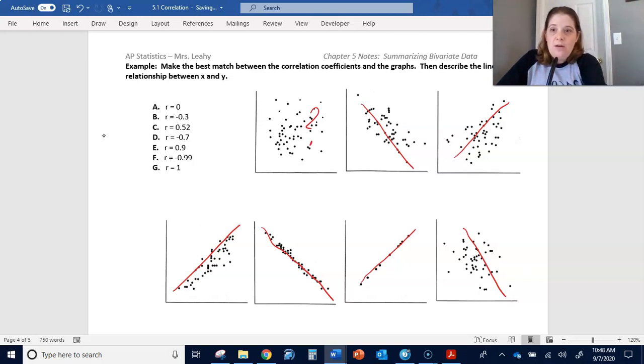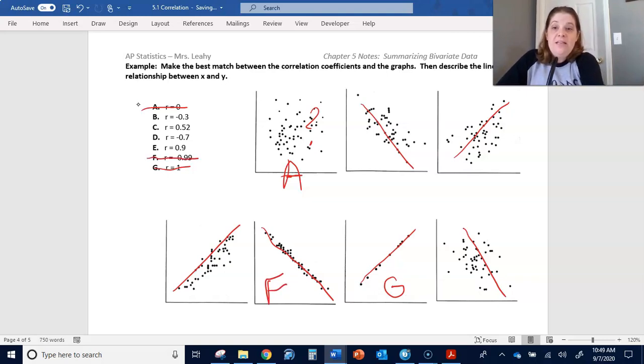All right, so that first one there, that's going to be r equals 0. That is no relationship. Okay. All right, this one down here, that's perfectly falling on that line. I want to look for something that's as perfect as it can be. So the strongest r can be would be 1. That would be G. Okay. All right, I have an r for F here. r equals negative 0.99. That means it's almost perfect, and it's negative. Okay, so I'm looking for something that slopes down and is a very strong relationship. That is probably this one right here.